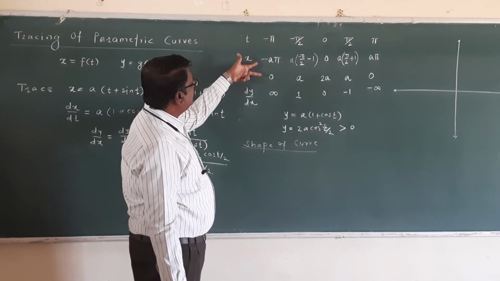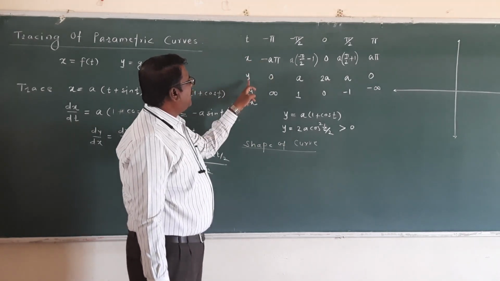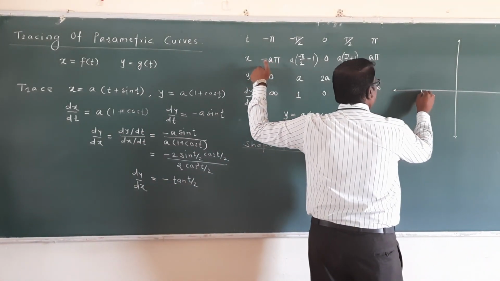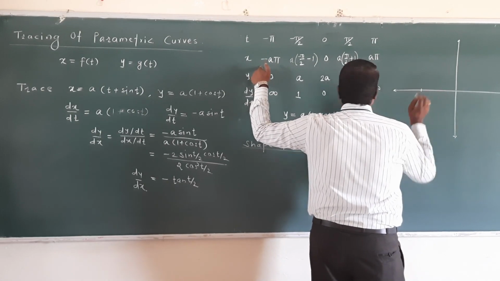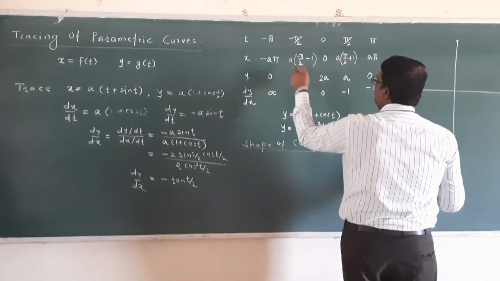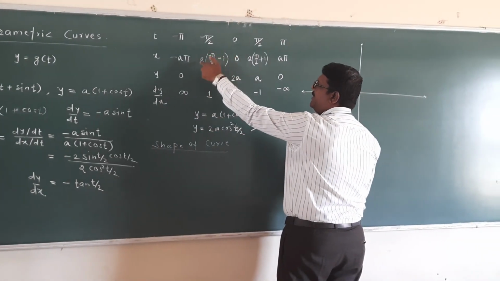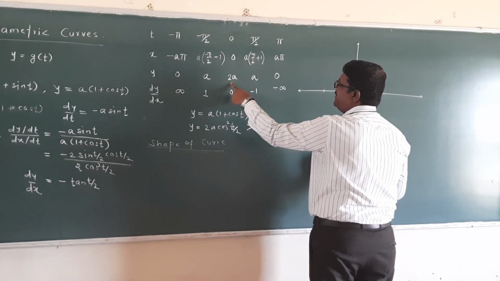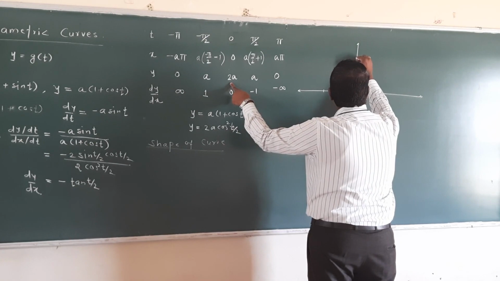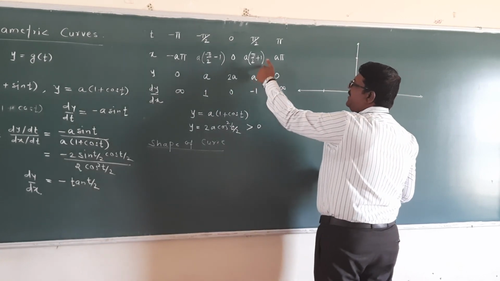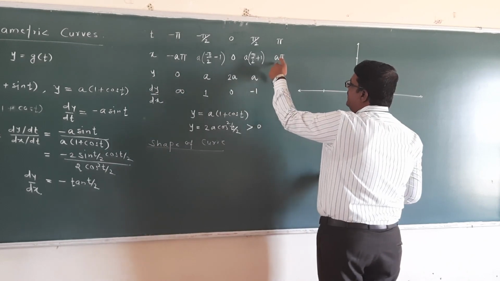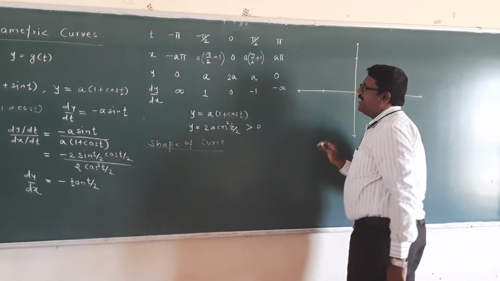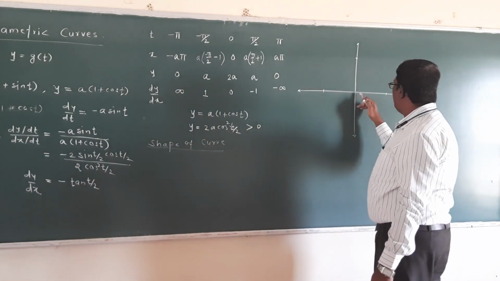The first point is x is minus a pi and y is 0, so this point will be here, where x is negative and y is 0. The next point we are going to neglect because it is a fractional value. This point is 0, 2a, so x is 0 and y is 2a, maybe at this distance. Again this point we are going to neglect. This point is a pi, 0, which is on the positive x-axis as x is positive.